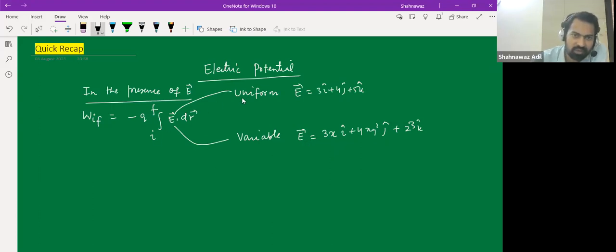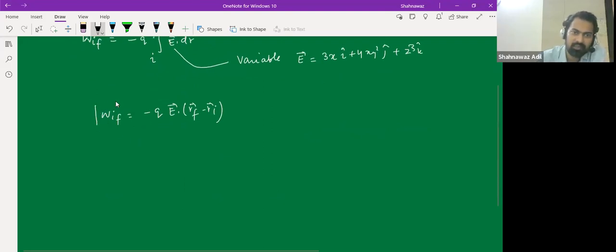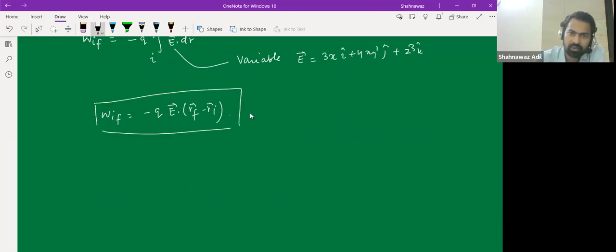So for the case of uniform electric field, the work done is simply minus q E dot (r final minus r initial), right? And whenever I say something wrong, Aisha, please correct me. So this is the work done due to the uniform field.